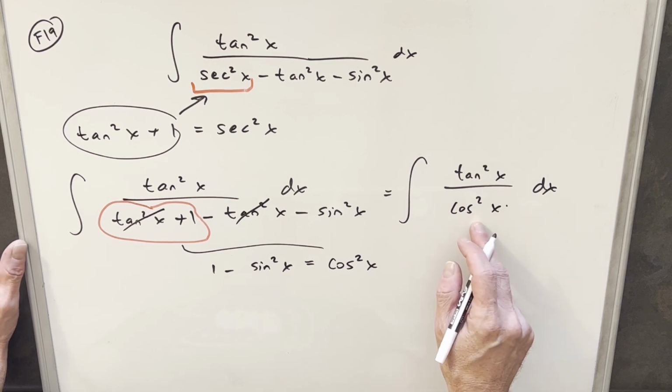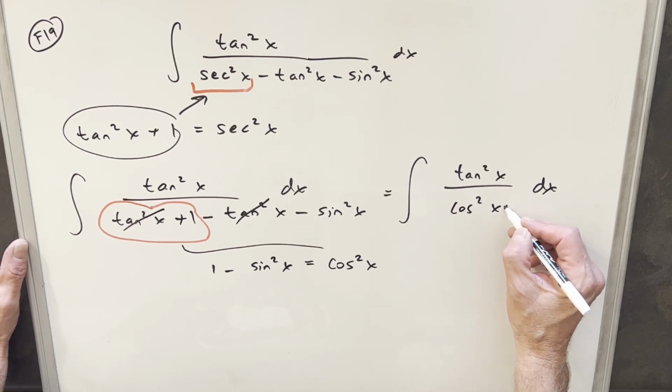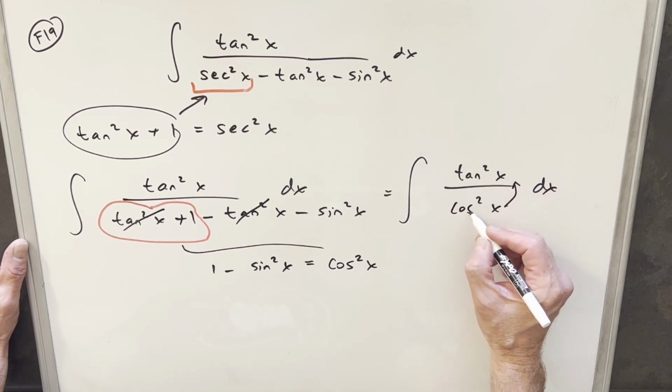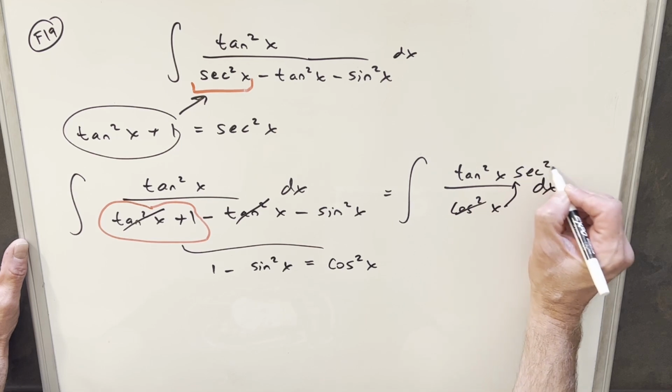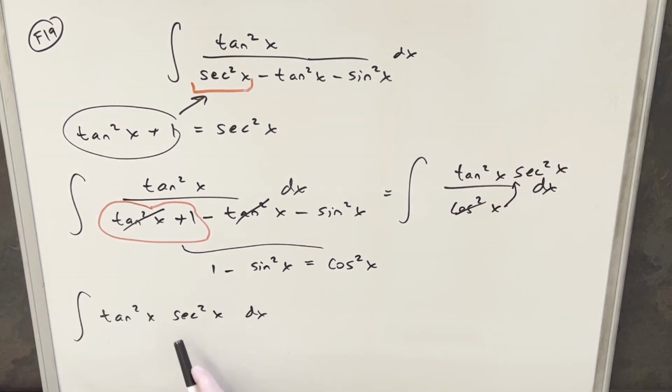From here, let's take this cosine. Really with cosine, we'd rather work with secant. So if I bring this into the numerator, I can write this as a secant squared. Then this is actually a very standard kind of trig integral, and we can do this with a u substitution.